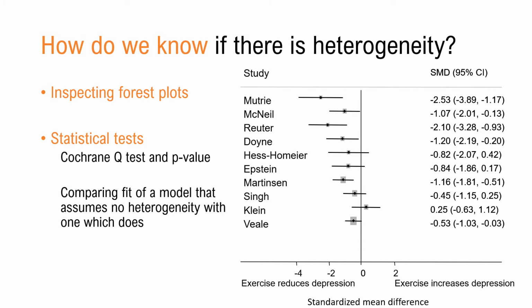We can check if there is heterogeneity by inspecting forest plots or using statistical tests. In pairwise meta-analysis, the Q-test can be used, and in network meta-analysis, the fit of the models that do or don't assume heterogeneity are compared. You may see the DIC statistic reported to do this.